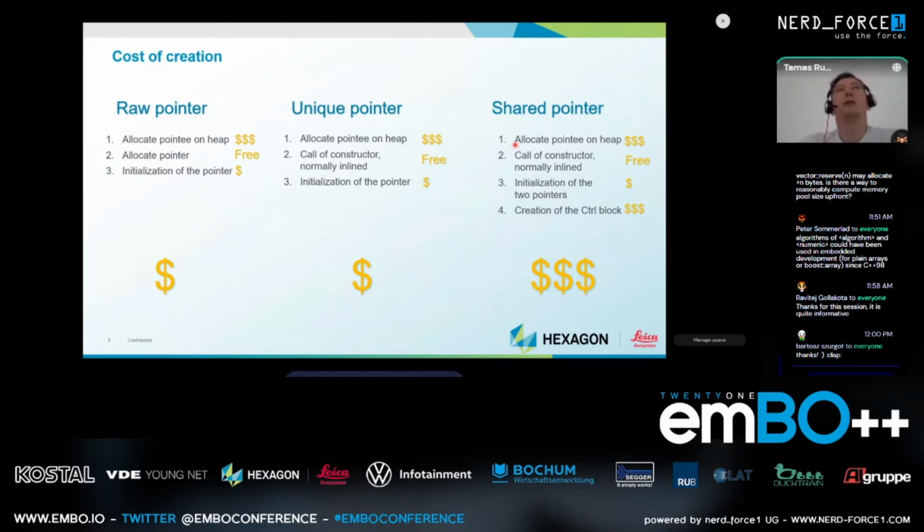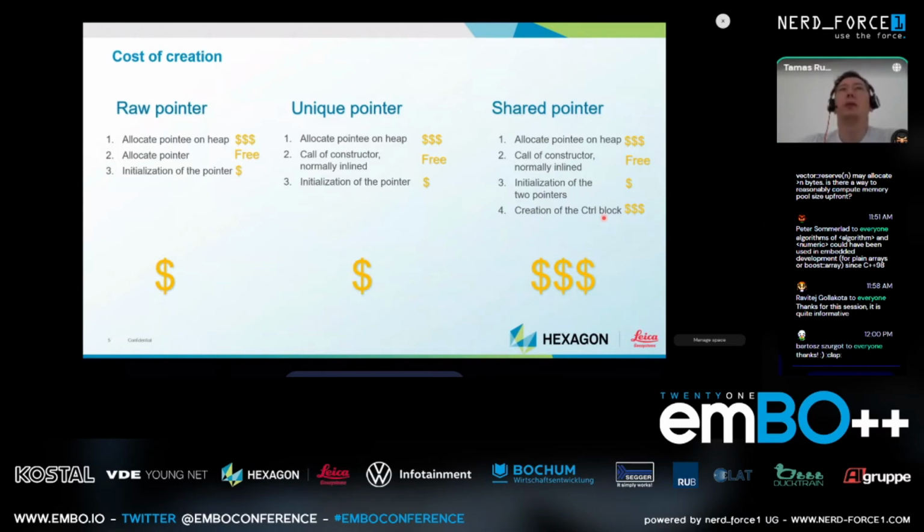Shared pointer is a different beast. So we can see the price tag here is quite big. Of course, again, we will have to allocate first the object on the heap, then we call the constructor, but for the same reasons as for the unique pointer, this can be inlined, and this is very likely to be inlined, especially for the optimized code. Then we will have to initialize 2 pointers instead of 1 pointer, but this is also not a big deal, so that's why I also just put here a $1 sign.